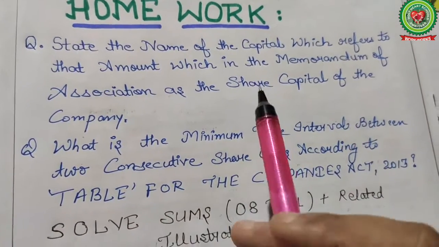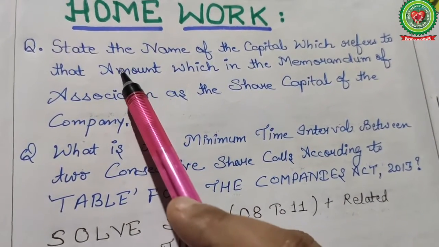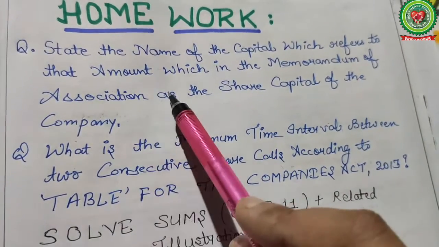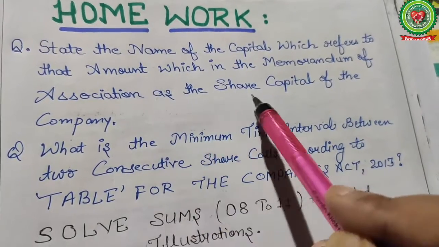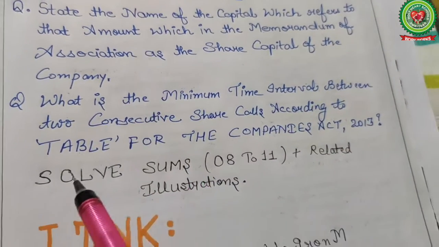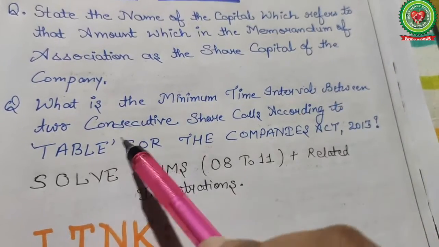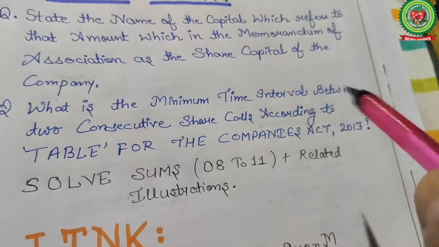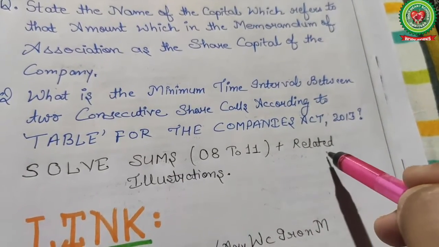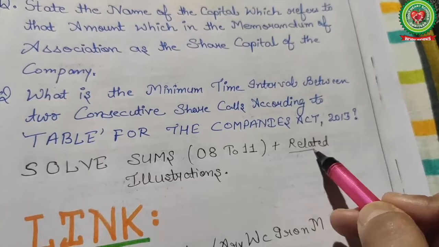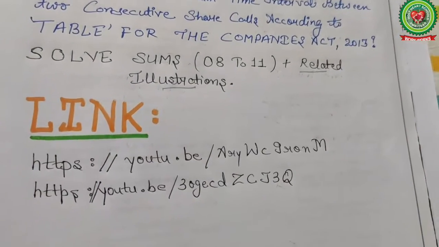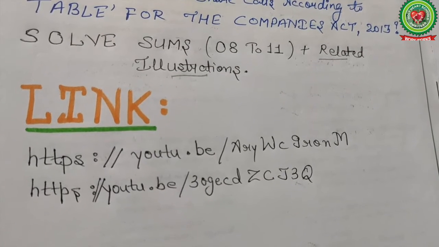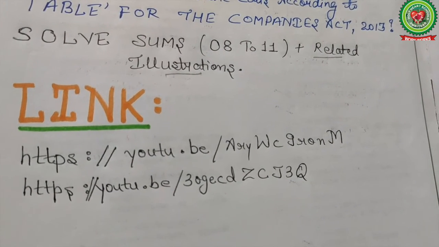Homework question C: State the name of the capital which refers to that amount which is stated in the memorandum of association as the share capital of the company. Second, what is the minimum time interval between two consecutive share calls according to Table F of the Companies Act 2013? Solve the sums 0 till 11 plus related illustrations, and also refer to the links for better understanding of the topic. Issue of shares, consideration other than cash. Thank you.